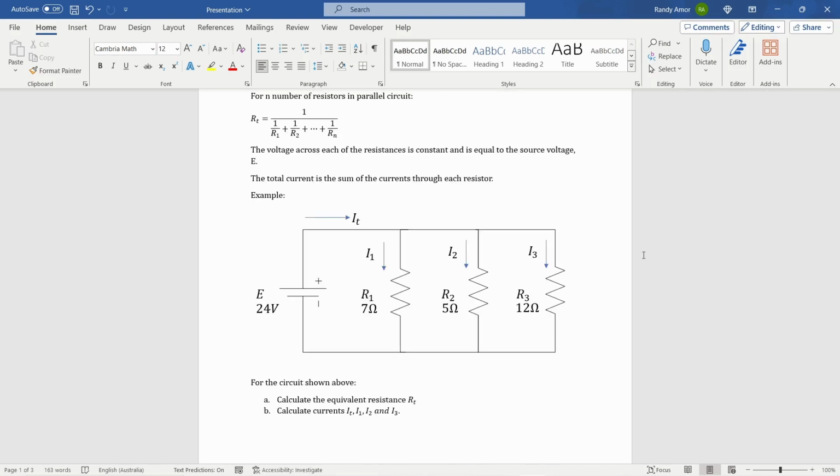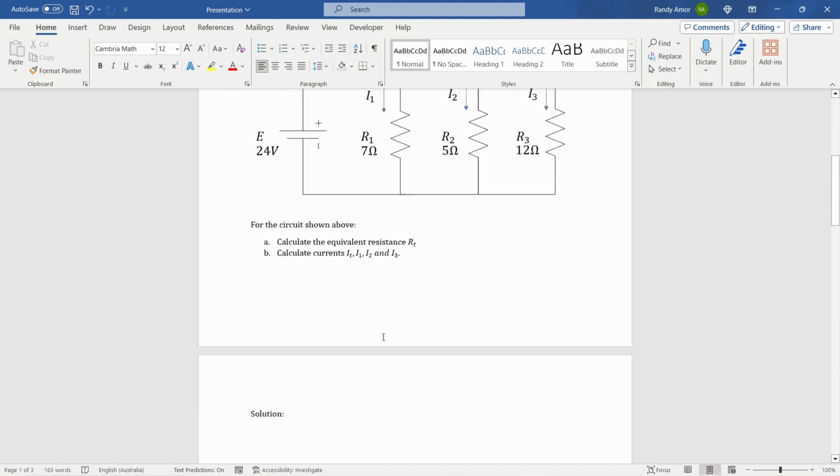For example, in the circuit shown, we have three resistances, R1, which is 7 ohms, R2, which is 5 ohms, and R3, which is 12 ohms, connected in parallel and supplied by a 24 volt battery. We are asked to find the total resistance RT and the total current IT, and I1, I2, and I3, which are the currents in each of the resistors respectively. In order to find the equivalent resistance RT, we're going to use the formula above.